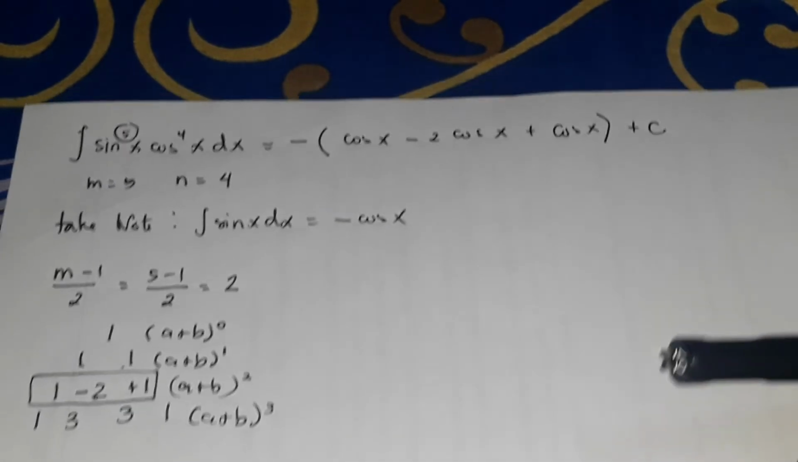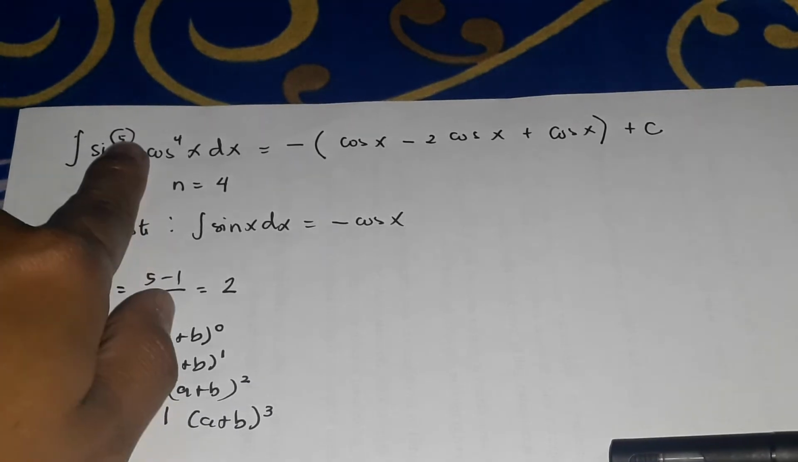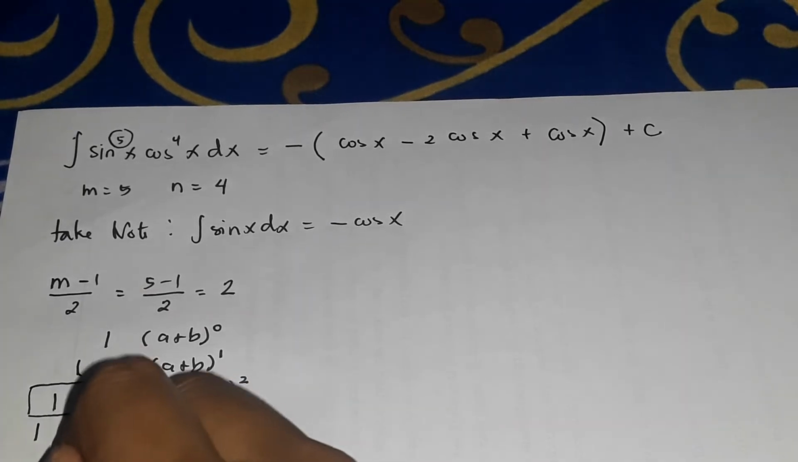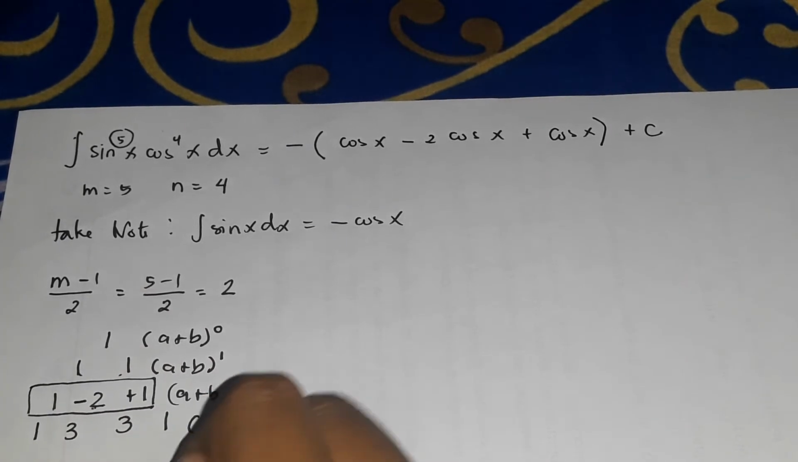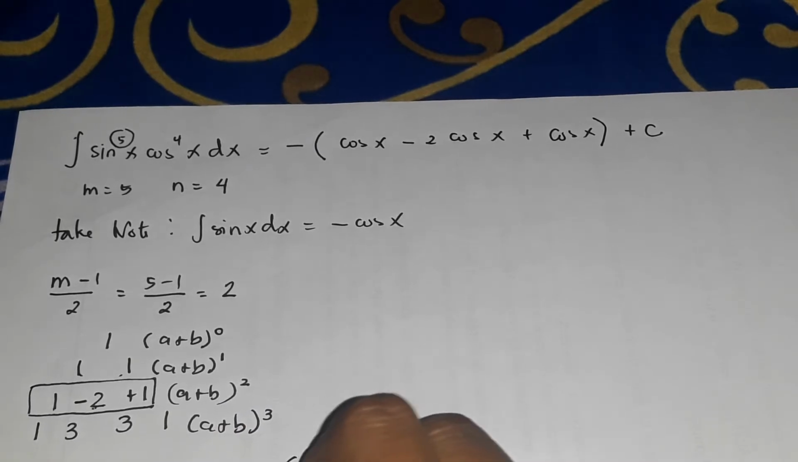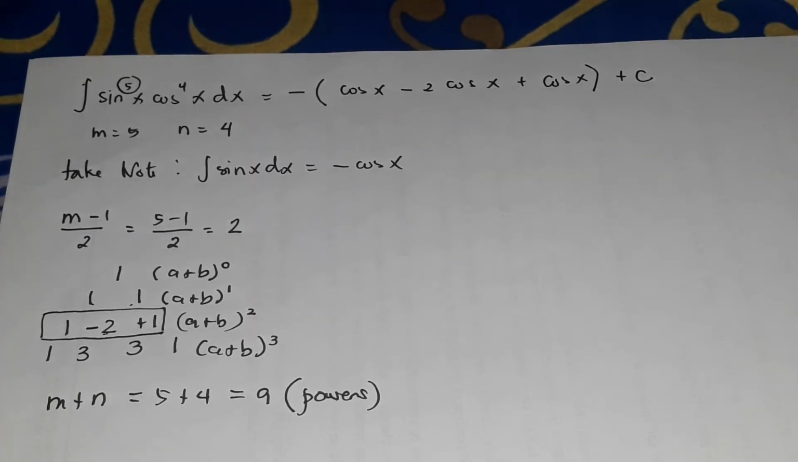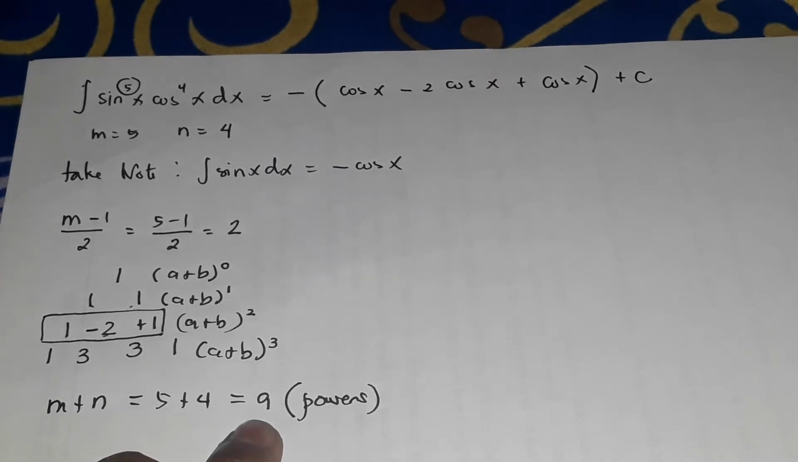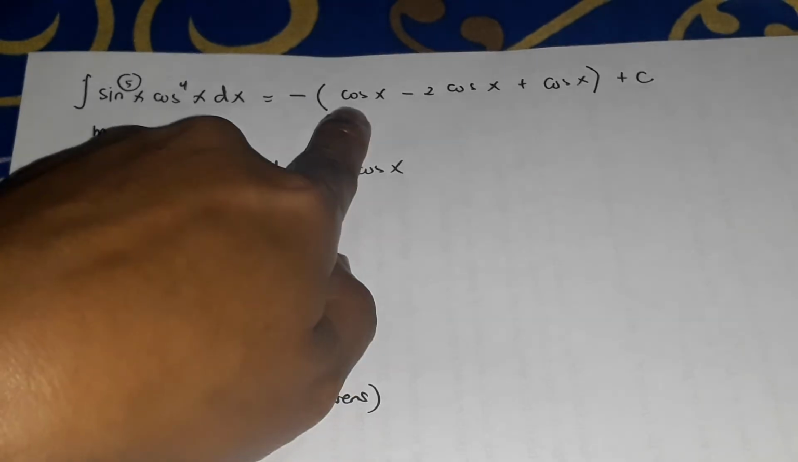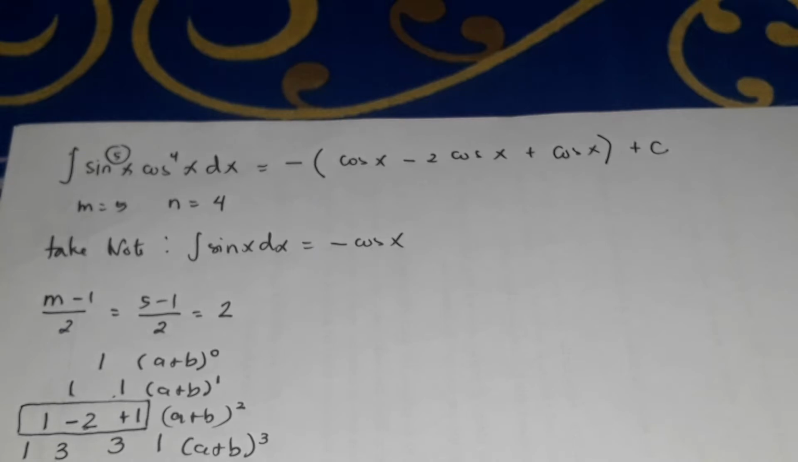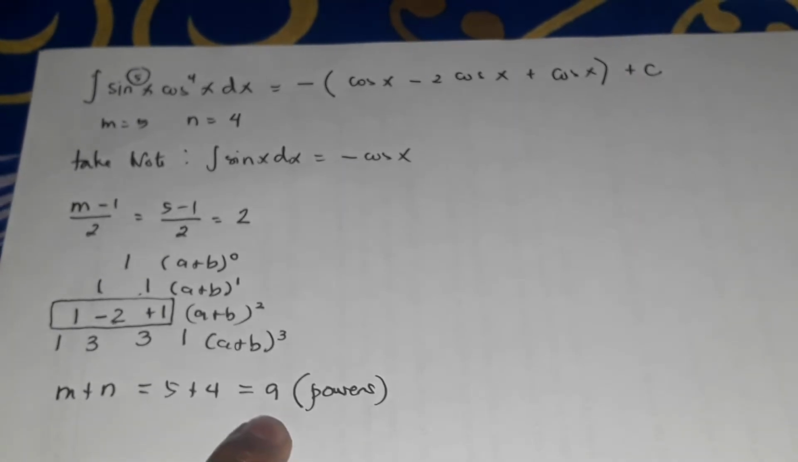Okay, for the powers of this cosine function, again, you add m plus n. So we have m plus n, which is equal to 5 plus 4, which is equal to 9, and this will identify the powers of your cosine function. So basically, we are going to consider all the odd integers less than or equal to 9. So we only have 3 terms here. So we will be having 9, 7, and 5. Again, that's 9, 7, and 5.